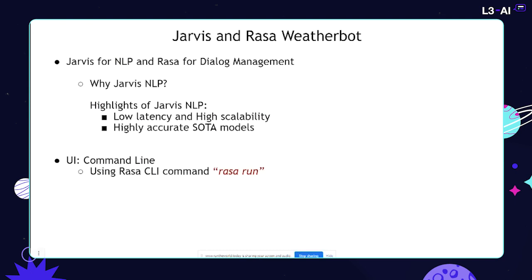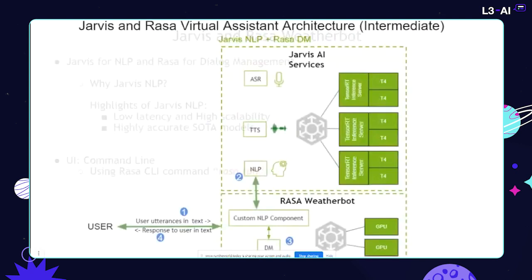Now that we know why we need Jarvis NLP here, let us take a look at the architecture of our solution during inference. The text input from the user is sent to Rasa, which in turn sends it to the Jarvis NLP service to identify the intent and entities. This is then sent back to the Rasa dialogue manager, which is responsible for generating the final response. This response is then sent back to the user.